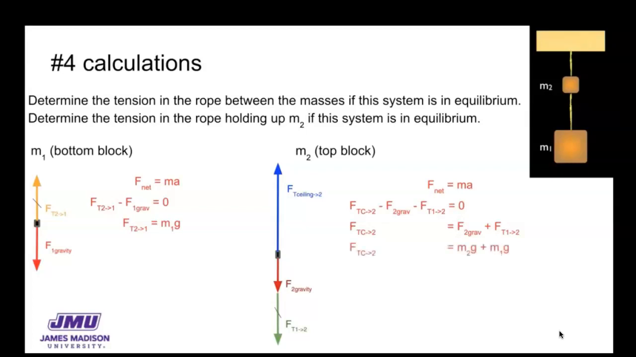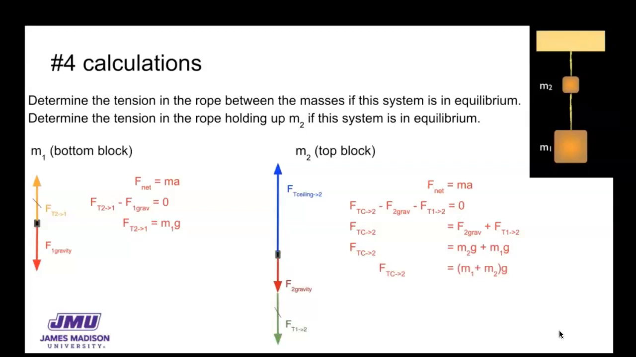And we know that the tension force of 1 on 2, which we just solved on the other side, is equal to mass 1 times g. Of course, the gravitational force on mass 2 is mass 2 times g. So we could say the tension force is equal to the combined masses times g.